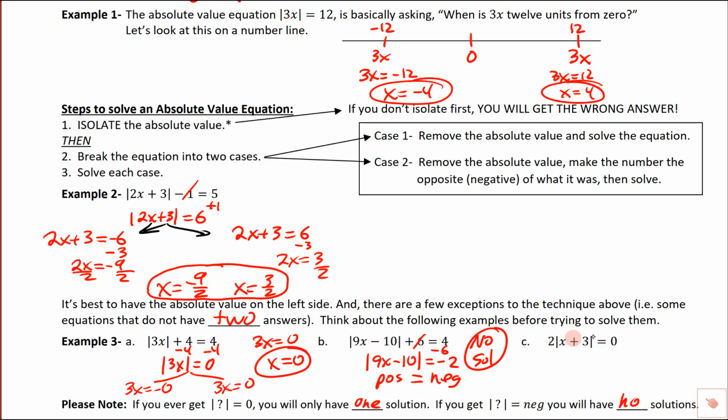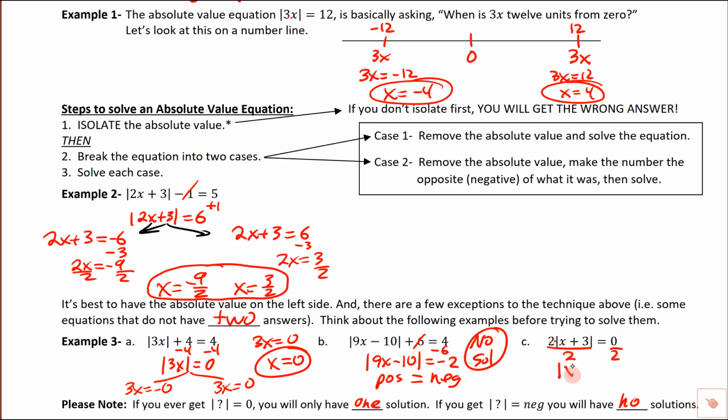We cannot distribute through the absolute value like we can a set of parentheses. So these two are stuck together. It's the absolute value of that entire quantity x plus 3. So we need to get rid of the 2. So then there's usually a question, well, how do you get rid of the 2? Is that adding 2? Is it subtracting 2? What is it? Well, remember, implied multiplication, if there's nothing in between there, that's what we've got here. We've got multiplying by 2. So to isolate this, we're going to divide by 2.